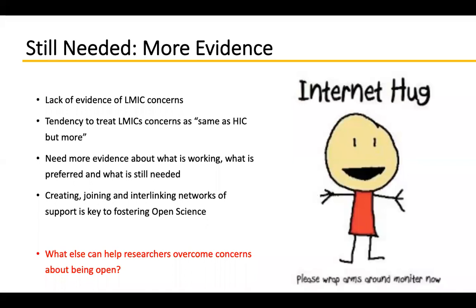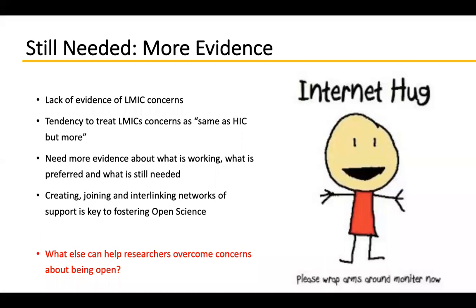Of course, we need more evidence, particularly around personal concerns. There's a lack of evidence of low and middle income country concerns. There are very few studies of what concerns scientists in low and middle income countries have regarding open science. And because of this, there's a tendency to treat low and middle income country concerns as just the same as high income countries, but perhaps a bit more so because we have less resources and less infrastructure. But that's not always the case.